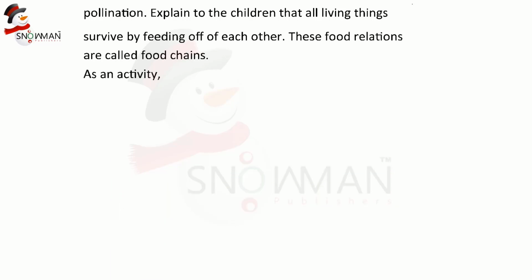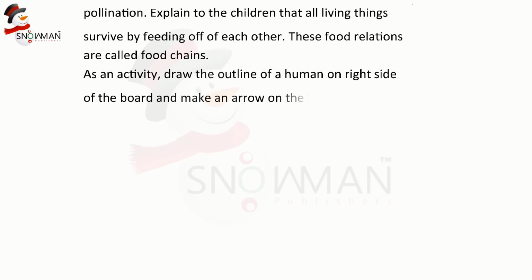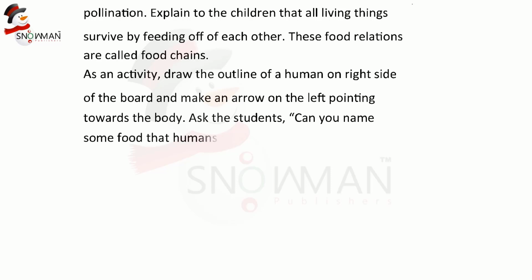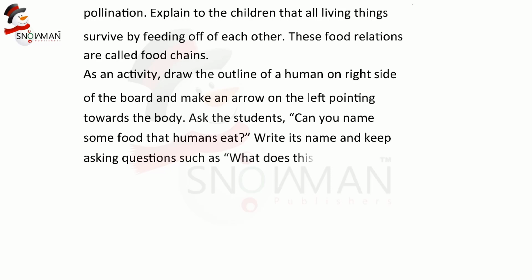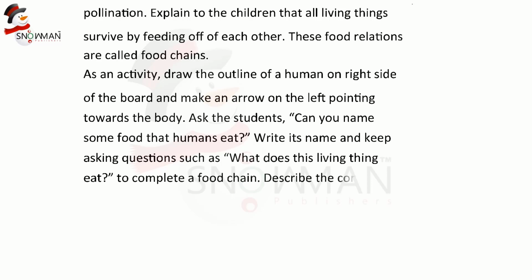As an activity, draw the outline of a human on the right side of the board and make an arrow on the left pointing towards the body. Ask the students, can you name some food that humans eat? Write its name and keep asking questions such as, what does this living thing eat? To complete a food chain. Describe the concept of food chains with the help of the textbook.